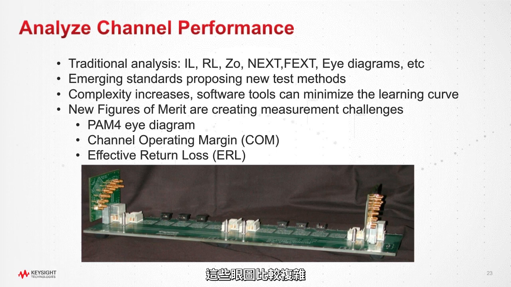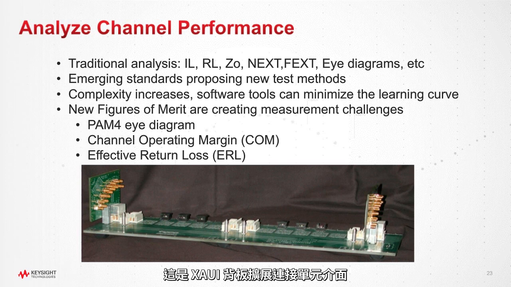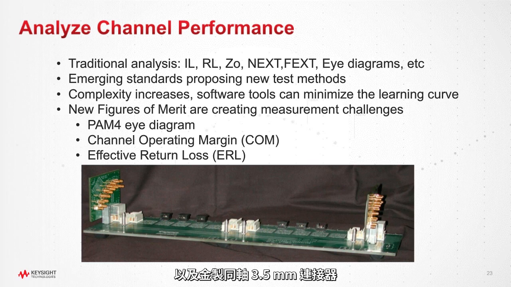These are a little more complicated, so I think it's worth mentioning a little bit about these. Oh, by the way, just to go back, this graphic here is a backplane extended attachment unit interface running data at 3 and 1/8 gigabit per second. You can see the vertical PCB test cards that are actually test fixtures with the gold coaxial 3.5 millimeter connectors. And this is where you would torque the test cables to.